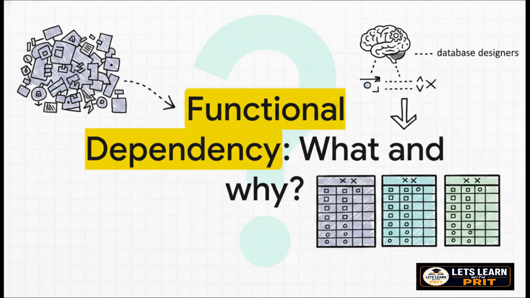How do you organize all that chaos into neat, logical tables? To do that properly, database designers need strict rules. They have to know exactly how different pieces of data are connected. Functional dependency is basically just that set of rules. It's the absolute foundation of database normalization.